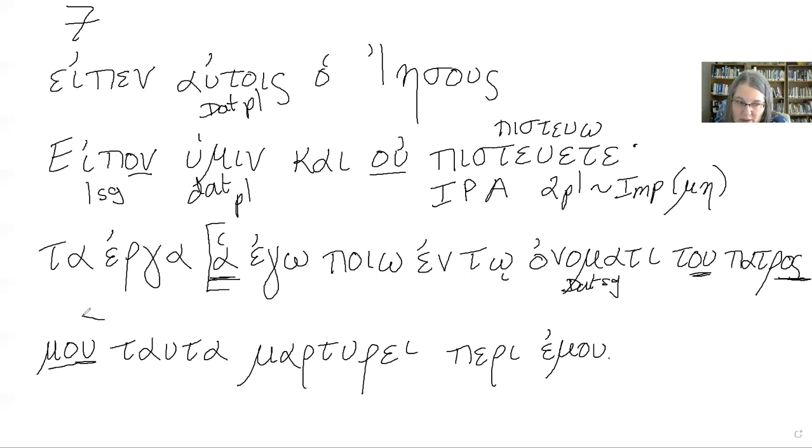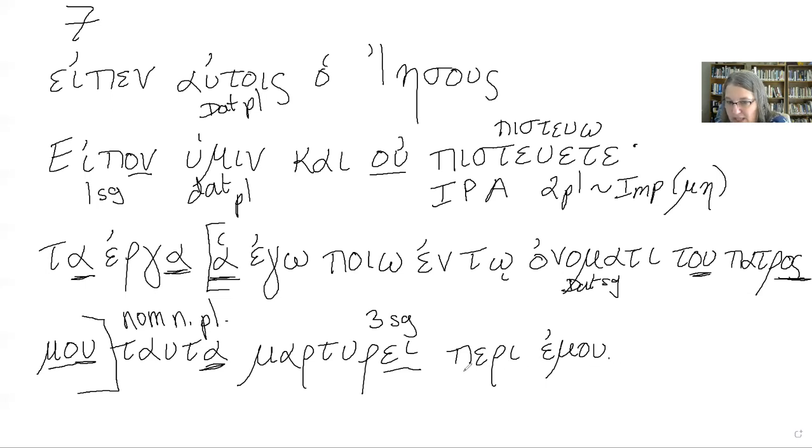So, this is where the relative clause ends. And this tauta helps us out with that because here we have a neuter singular ending, just like with ta erga. And in this case, it's nominative, neuter, plural. It's nominative, neuter, plural with a third person singular verb. That happens. So these works testify about me.